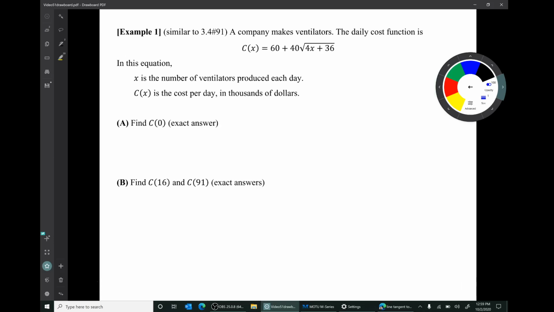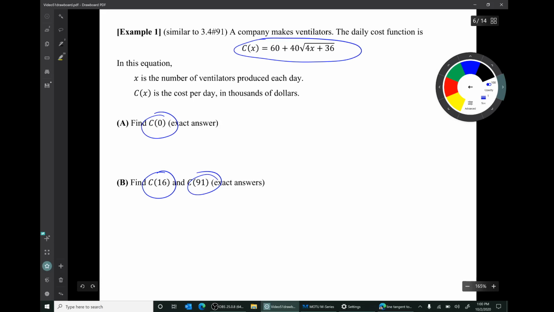The first example is this one involving a company that makes ventilators. The daily cost function is this function. In this function, x is the number of ventilators produced each day, and c of x is the cost per day in thousands of dollars. So questions A and B have to do with these quantities.